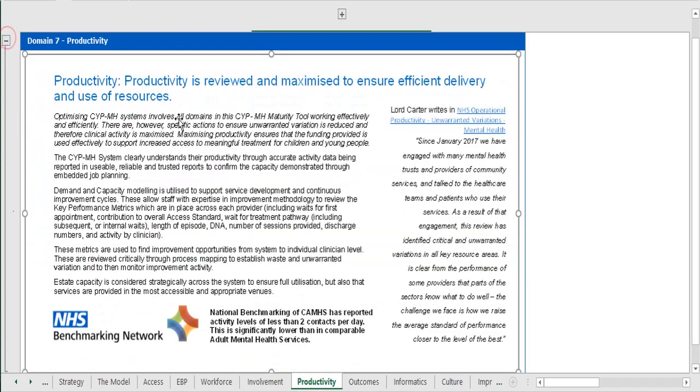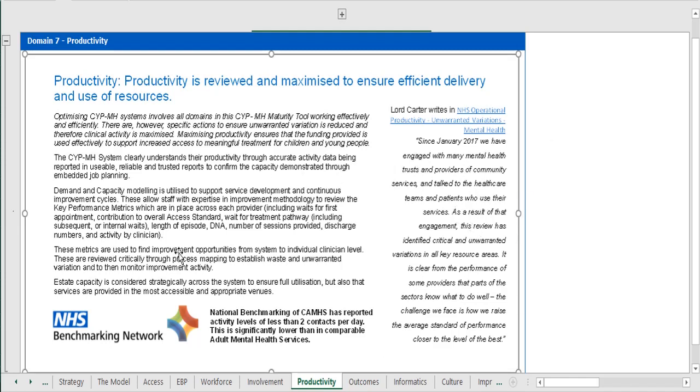I'm going to talk just a little bit more about this productivity slide, because we referenced this earlier: when we think about productivity, what does that mean? And I've made reference to that in the way this is described in this slide. So optimising children and young people's mental health systems involves all domains of the maturity tool, but there are, however, specific actions to ensure unwarranted variation is reduced and therefore clinical activity is maximised. What we really want is as many hours of clinical time as possible devoted to seeing those children and young people who need to be accessing our services.